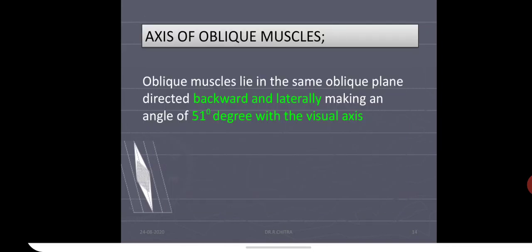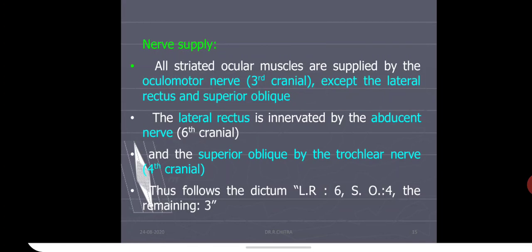The axis of oblique muscle, as we have seen already in the previous picture, lies in the same oblique plane, directed backward and laterally, making an angle of 51 degrees with the visual axis. So we have completed the origin and insertion of the muscles. Now we will see the nerve supply of the extraocular muscles. All striated ocular muscles are supplied by the oculomotor nerve, that is the third cranial nerve. Oculomotor, that's why it is called motor to the eyeball.